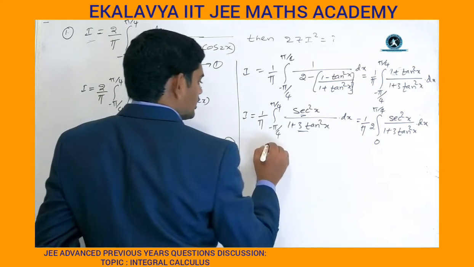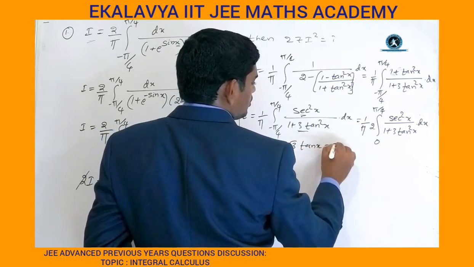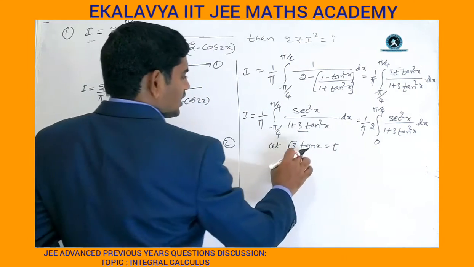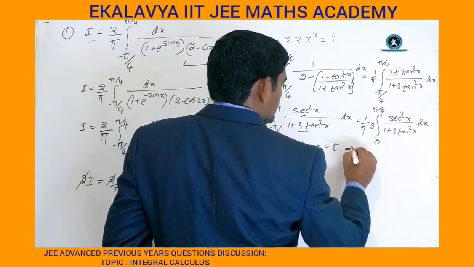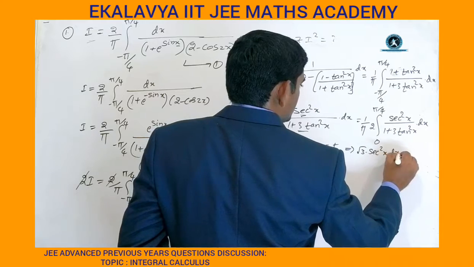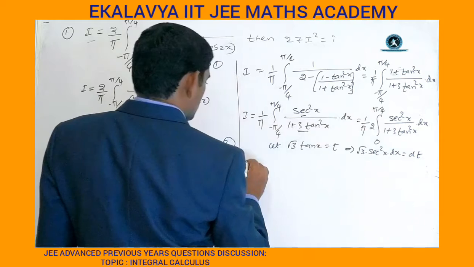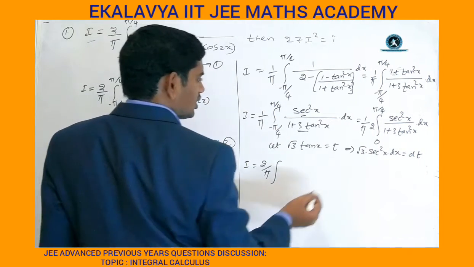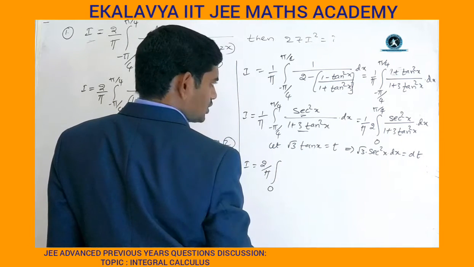Now I am taking, let root 3 times tan x be equal to t. If we differentiate on both sides with respect to x, then we get root 3 into secant square x into dx, which is equal to dt. So now this integral becomes I is equal to 2 upon pi, integration of, and what about the limits? If we take x is equal to 0, then t becomes 0.